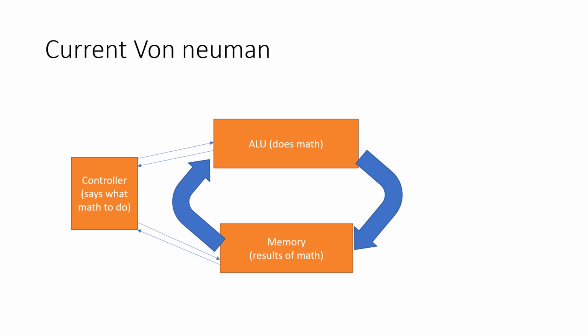So the idea is that you have these three systems. You have the memory, you have the controller, which tells what to do, and you have the ALU. This is the thing that does the math. And data is passed between the ALU and the memory, and then they do this dance with the controller to execute all your programs.